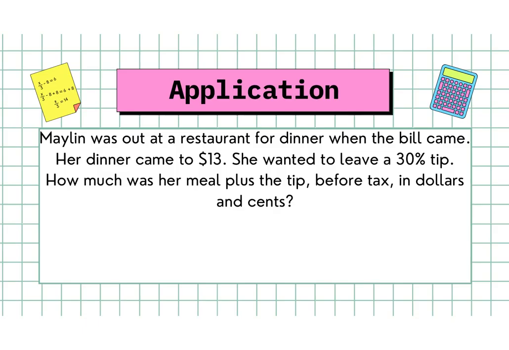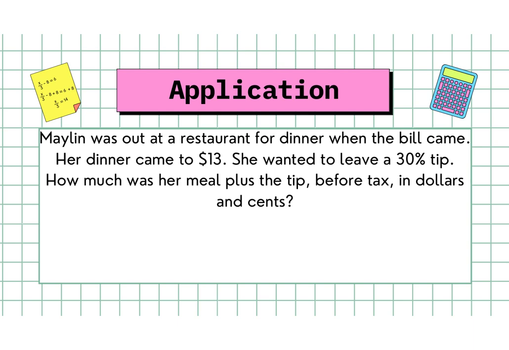This is example number 1 of how to apply a tip. Starts off with Malin was at a restaurant for dinner when the bill came. Her dinner came to $13. She wanted to leave a 30% tip. How much was her meal plus the tip before tax in dollars and cents?